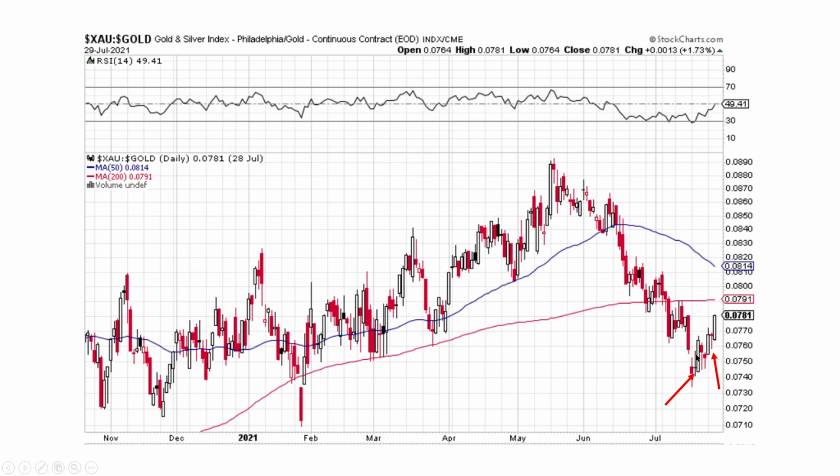Remember, this is a ratio. This is the gold and silver index in relationship to the gold price itself. We've got a downtrend break, and I'm buying a lot of gold mining companies right now.